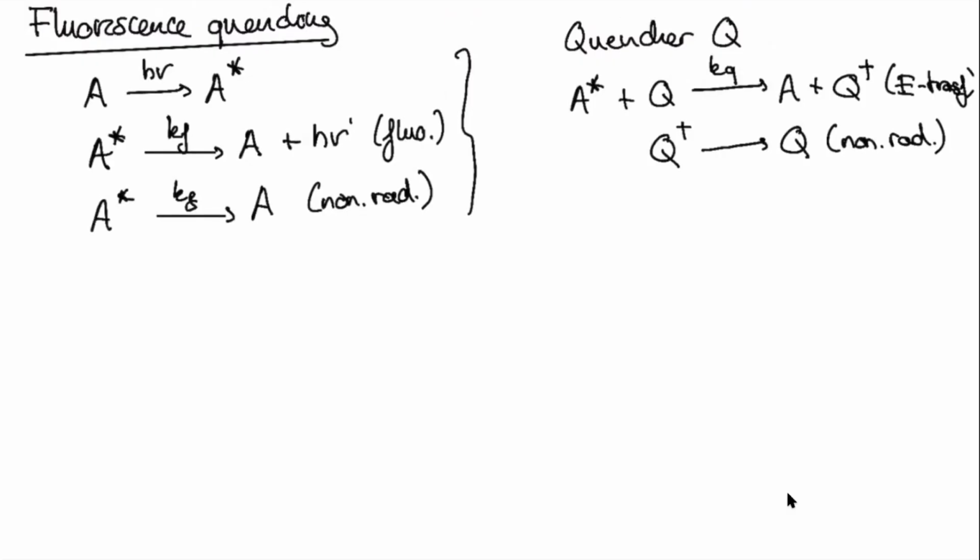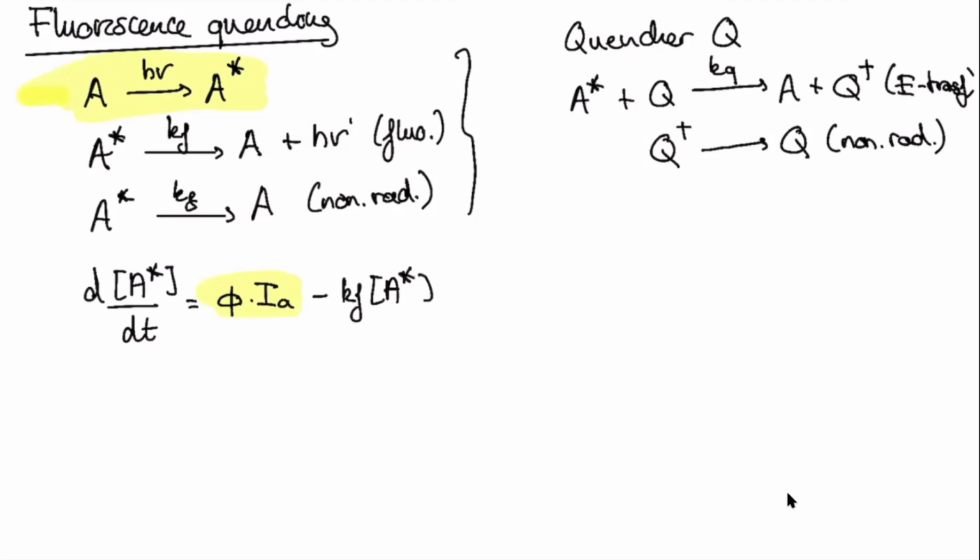So let's write some rates. Let's write the rate for the excited state. I'll say that's the quantum yield times the light intensity, so that's for this first process here, right? And the rest is quite like you're used to. So we have the disappearance of the excited state because of kf, because of fluorescence. We have minus kg times A star. And we have kq times A star times Q.